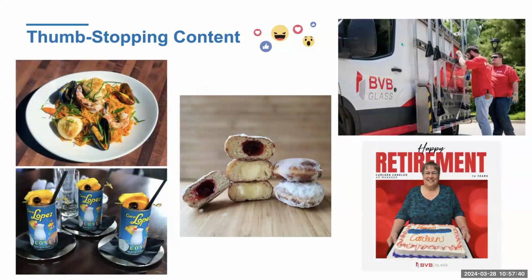And then just some other photos here. The ones on the left were taken by the business owner on his phone, which was great. Some of these other ones were from a photographer. Again, thumb stopping. I want that donut, right? I want that coconut drink.